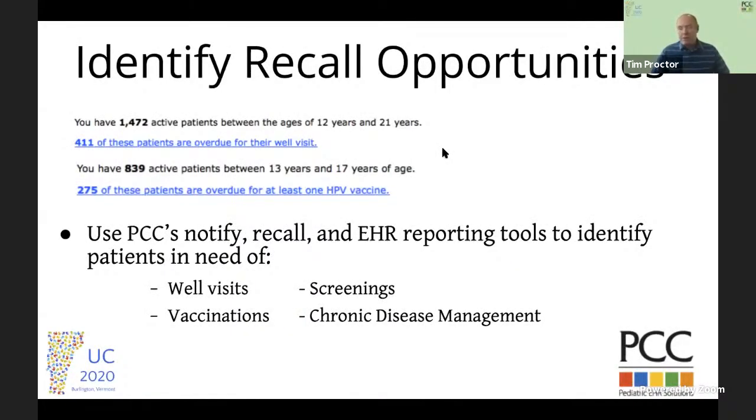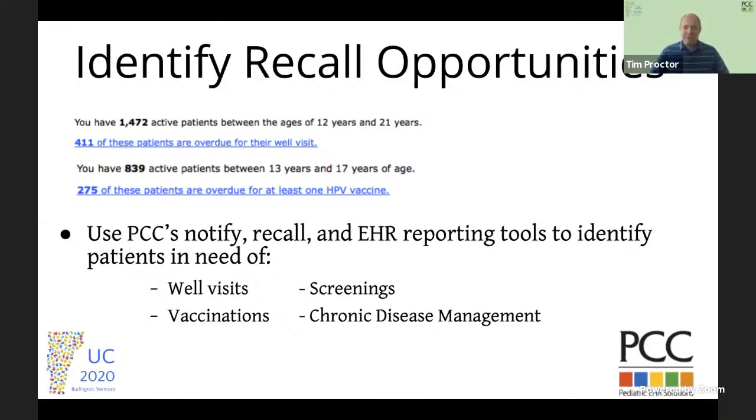Also, another thing you can do in the dashboard is identify your recall opportunities. We put counts, links, and lists of patients that are overdue for their visits, whether it's a vaccine or a well visit. We put that in there so that you can identify your opportunity for recall.